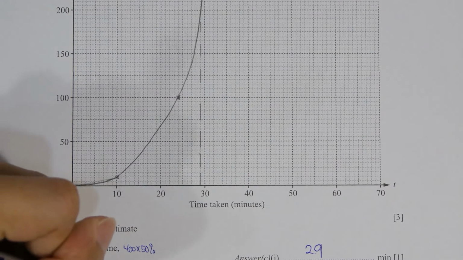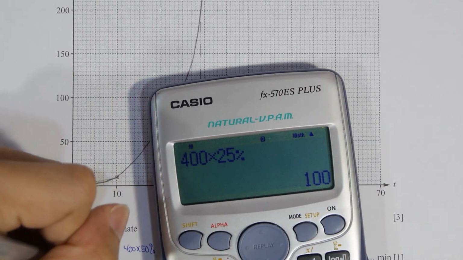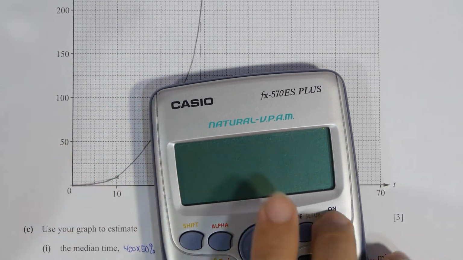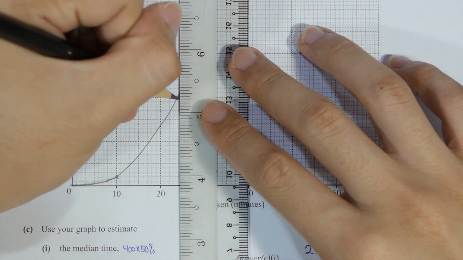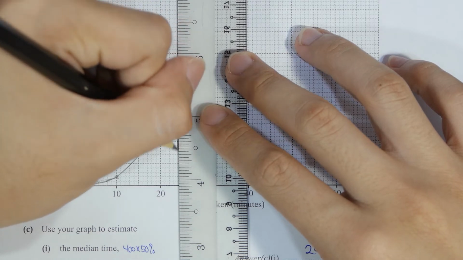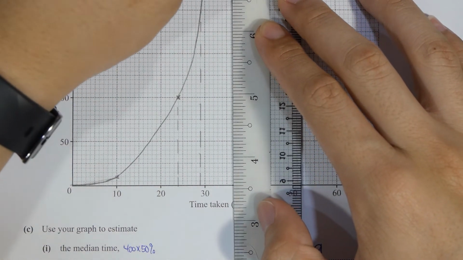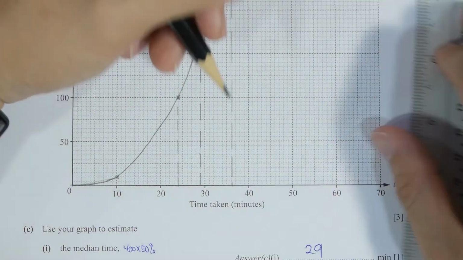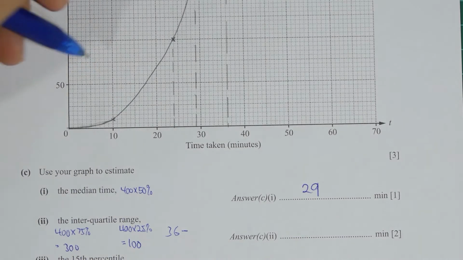So for us to calculate the IQR, the interquartile range, simply find 400 times 75% and 400 times 25%. So it's 300 and 100 respectively. So from 300 and 100, we can identify that the values will actually be 36 and 24. So 36 minus 24 equals to 12.